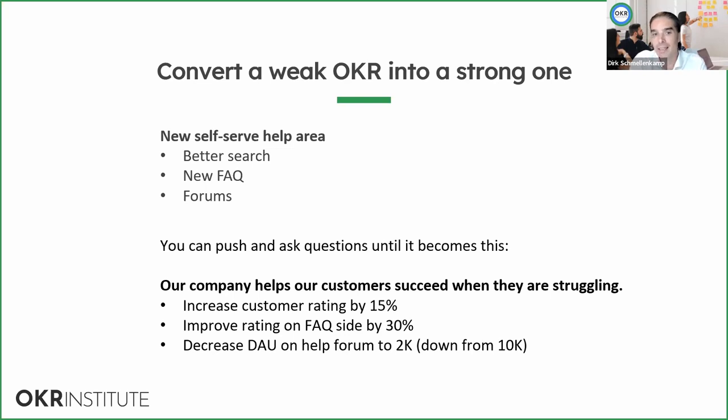So how can you then define this help and succeed, and when they overcome this struggling? Increase customer rating by 50%, improve rating on FAQ site by 30%, and decrease daily active users on the help forum to 2,000. So you think, hey, why should I decrease it from 10,000 to 2,000? Because most likely, if you have a good FAQ site, maybe they don't go on your forum because you already provide them a solution and answer a lot of questions. So you have to really think about what moves the needle towards your objective.